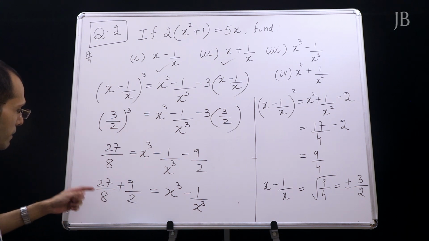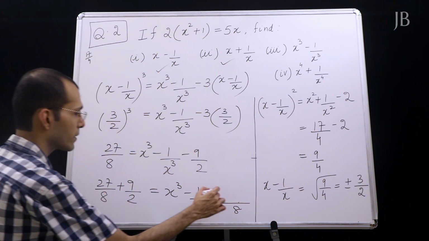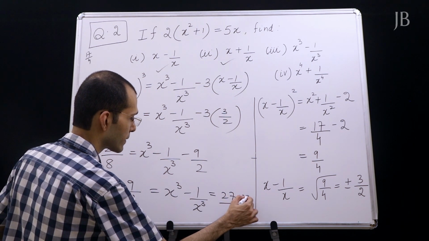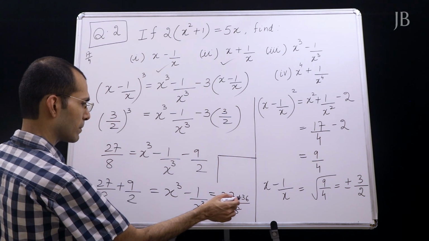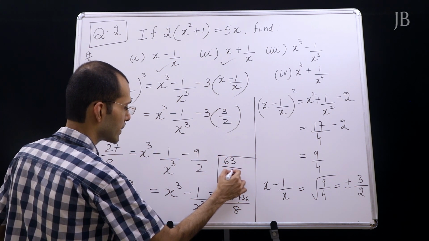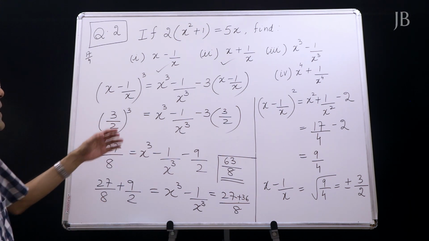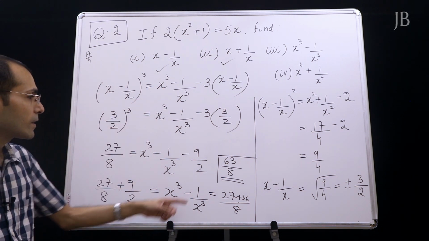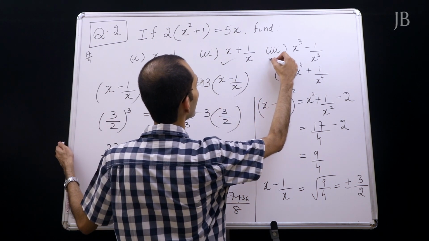So now can we take LCM? Yes, so this will equal what now finally? LCM is 8. So this is 27, 8 upon 2, 4, 4 into 9, 36. How much does this turn out to be? 27 plus 36, 63. 63 upon 8, and this is in the simplest form. So the value of x cube minus 1 upon x cube under the given conditions turns out to be 63 upon 8. So subpart 3 is now done.